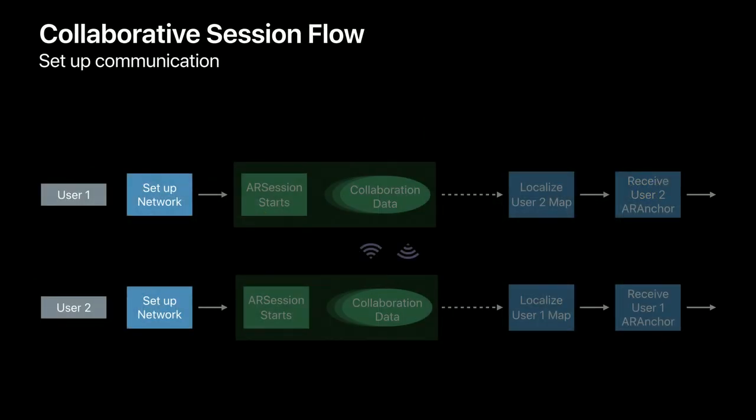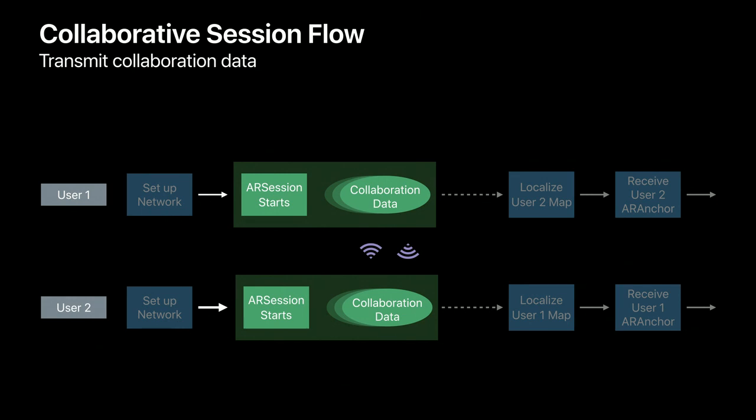In order to use collaborative session, first you need to make sure all the users are in the same networking layer. This networking layer can be either multi-peer connectivity or any other alternative solution that provides reliable communication. Once they are in the same networking layer, they can transmit information to each other. Then you simply need to enable collaboration in your own AR session. Once that is enabled, your AR session will periodically generate the collaboration data, as I mentioned before. Then it is the app's responsibility to transmit this data to all the other users. That is the only new code you need to add in ARKit 3 in order to use collaborative session.